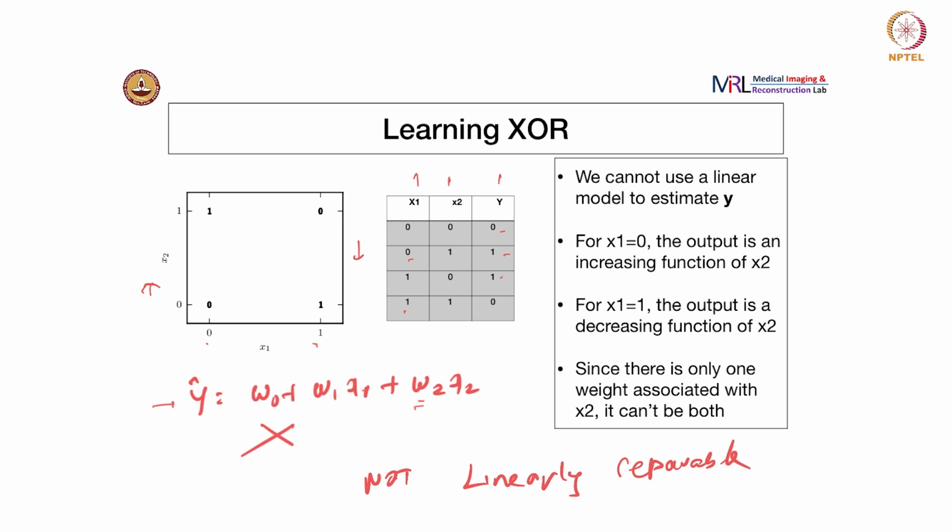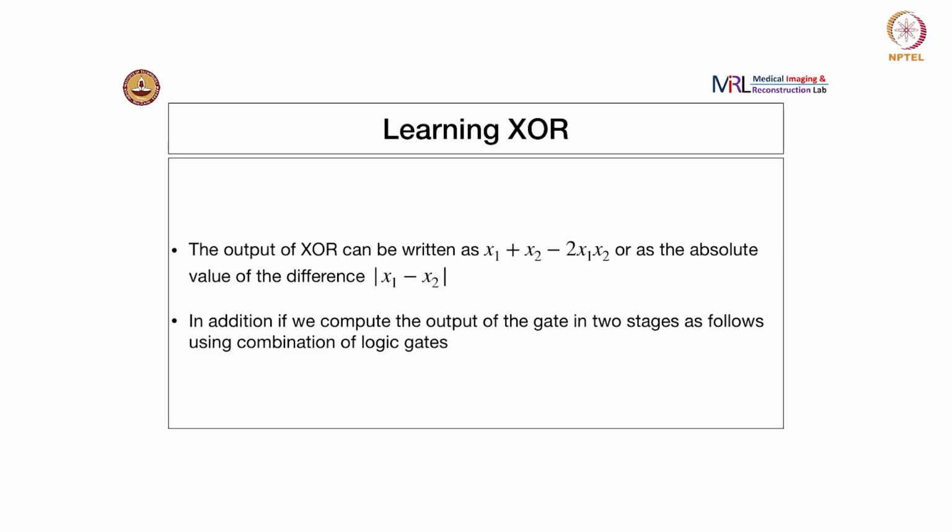So then what kind of things will work? Let's look at that further. If you look at the output of XOR, we can rewrite it in this form: x1 plus x2 minus 2 x1 x2, where we are treating it like numbers, like an algebraic formula. You can plug in 0, 1 and see that it works. You can also write it as x1 minus the absolute value of x1 minus x2. Both of these formulations are nonlinear in the features, and if we use this kind of function, then we can fit this by using a linear model.